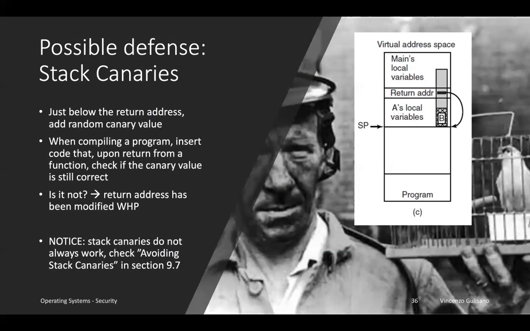A way to detect possible attacks that is not 100% secure is to use stack canaries. In this case, just below the return address, we can add a random value and compile programs with special code that will stop the execution if such value is changed. The idea is that when overflowing the buffer, the attacker will also change such random value, and the program will be able to detect this. As I mentioned in the slide, you can check in the book how stack canaries can be avoided.